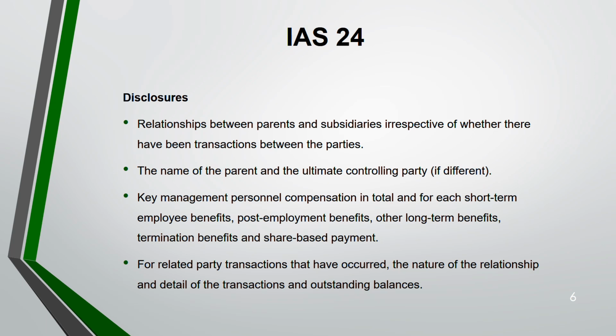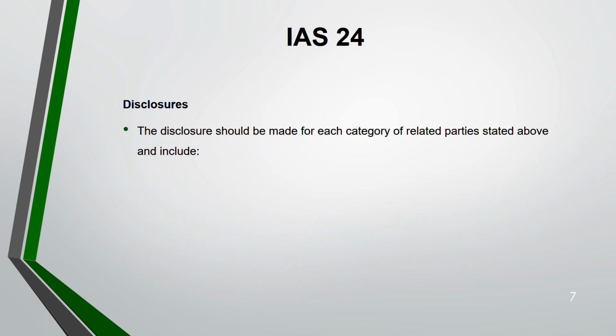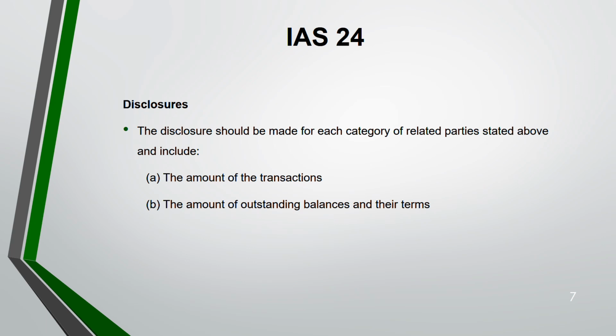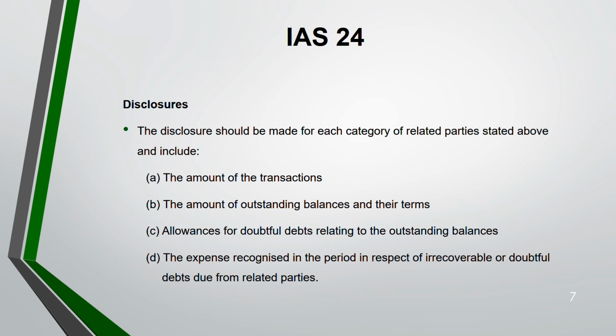Next, for related party transactions that have occurred, what is the nature of the relationship and the detail of the transactions and the outstanding balances. Disclosure that should be made for each category of related parties stated above and includes amount of the transaction, amount of outstanding balance and their terms, allowance for doubtful debts relating to the outstanding balance, the expense recognized in the period in respect of irrecoverable or doubtful debt due from related parties.